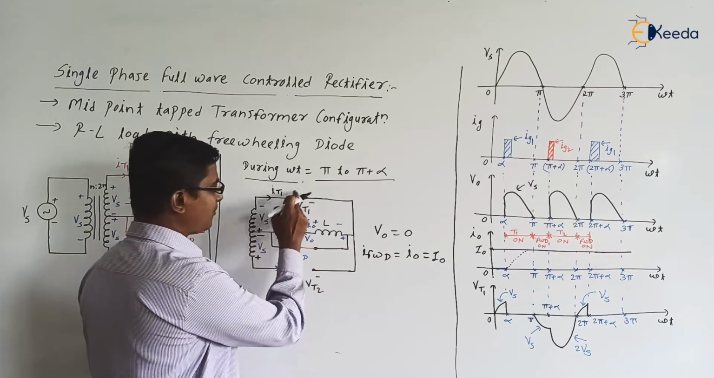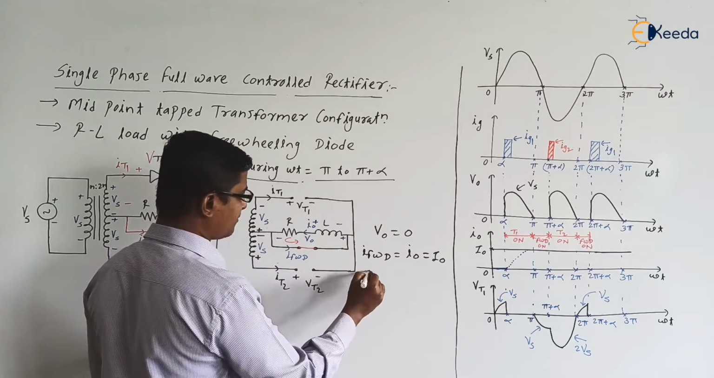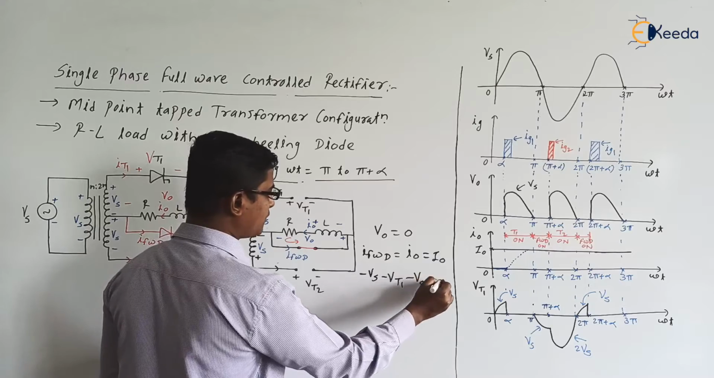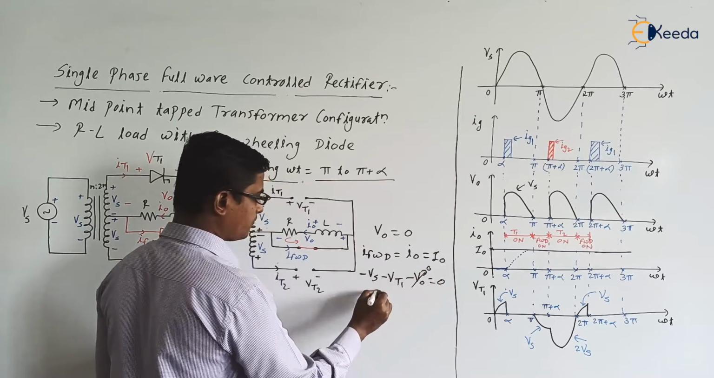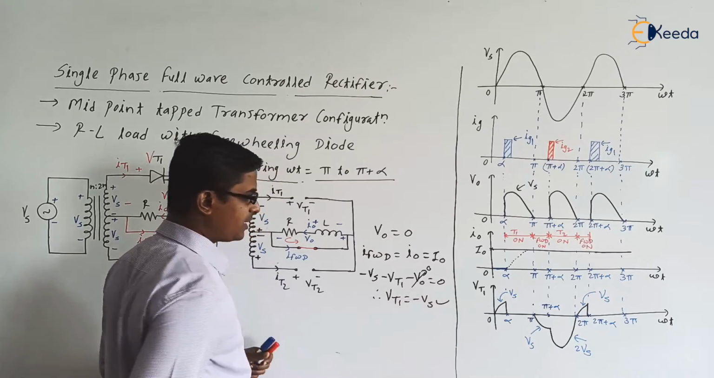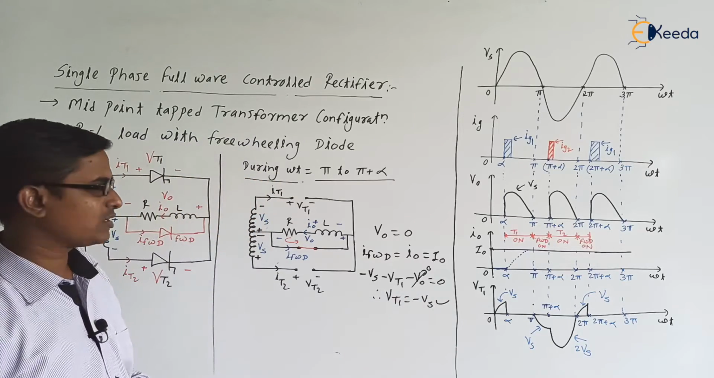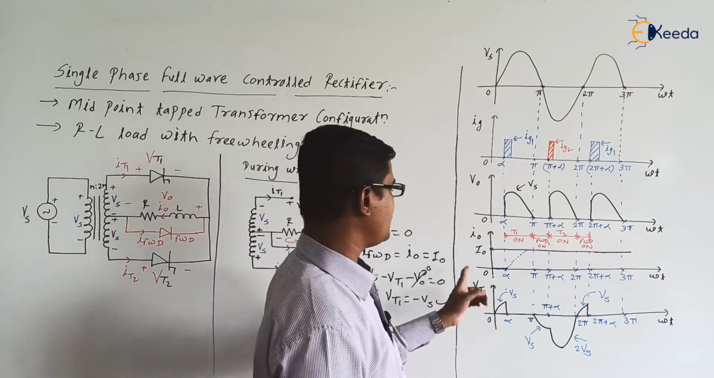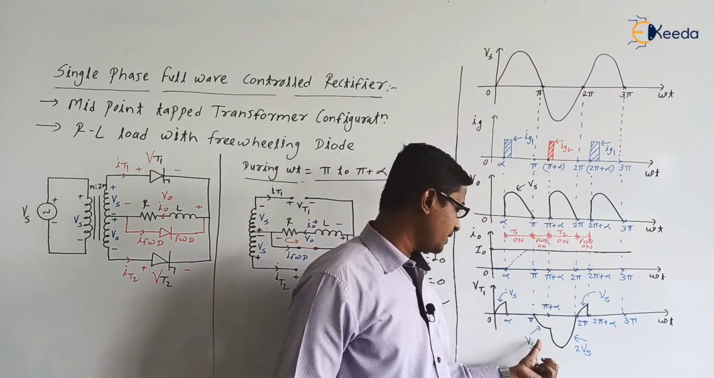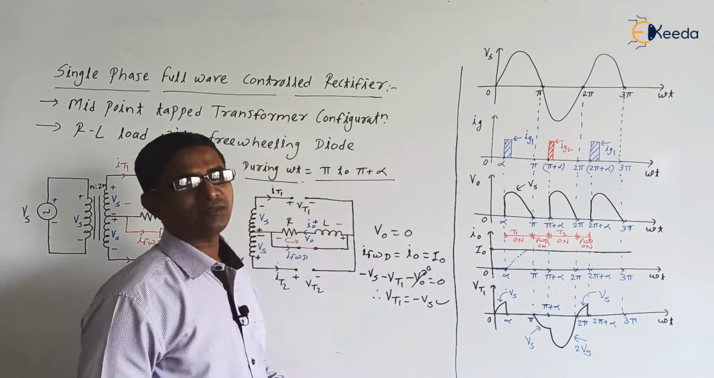Suppose we apply KVL to the first loop: minus Vs minus Vt1 minus V0 is equal to 0. Since V0 is 0, we can write Vt1 is equal to minus Vs. So from pi to pi plus alpha, I0 is constant current, V0 is 0, and Vt1 is minus Vs.